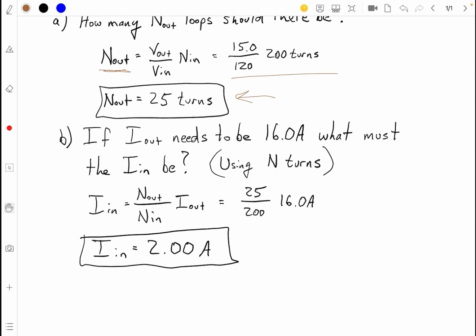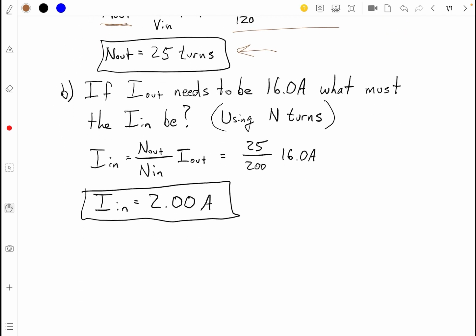Now, if I out needs to be 16 amps, okay, so that's a lot of amps. We need that many coming out. So what does I in have to be? So we calculate this I in, and it doesn't matter which one we use. We can use N out over N in, standard. Then we take this ratio, multiply it by 16, and we get our 2 amps.